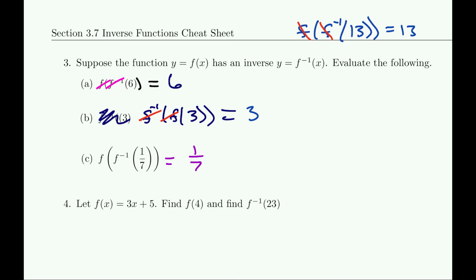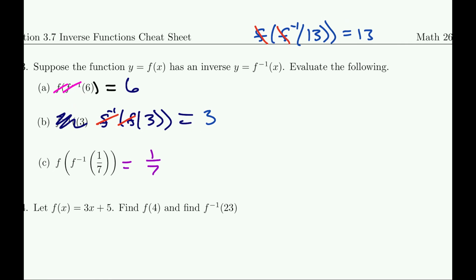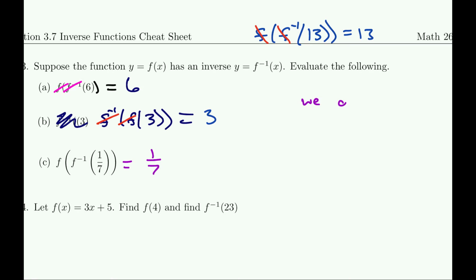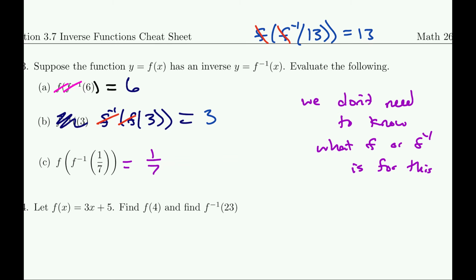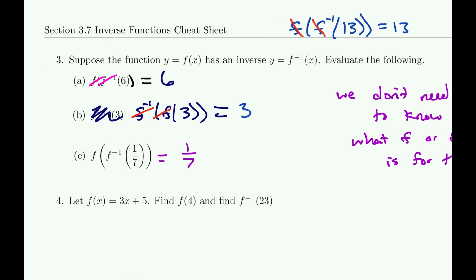1/7. Now notice we do not need to know what f is, right? We don't know or care what f is. We don't need to know. We just need to know that if f and f inverse exist, they cancel each other out the way that we showed.